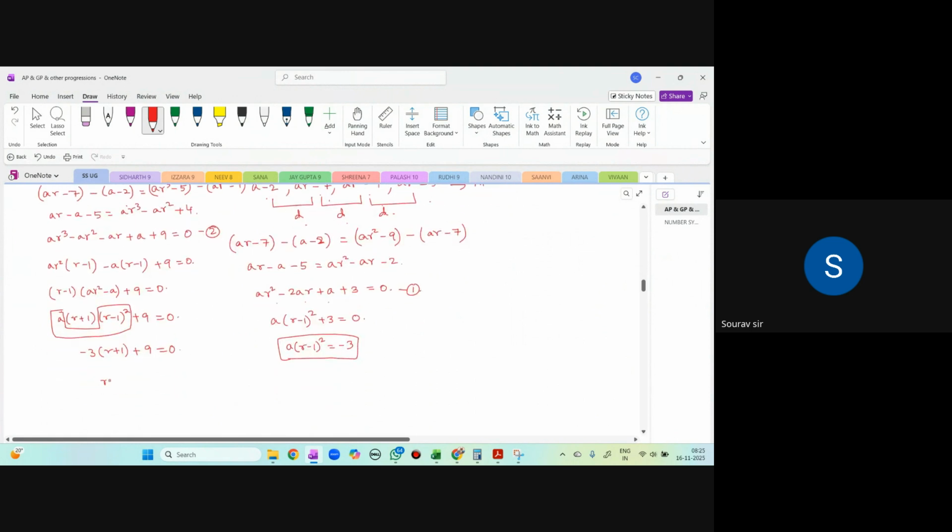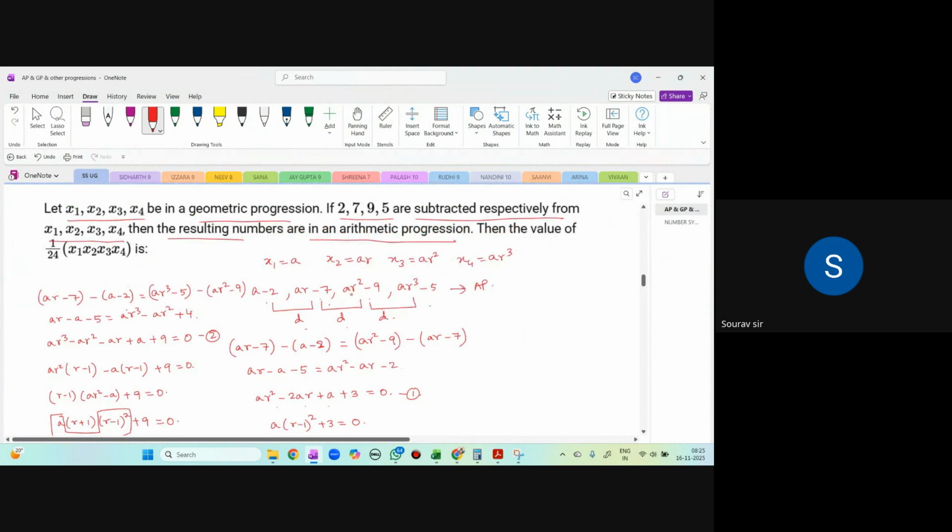So r plus 1 is 9 by 3, which is 3. r plus 1 would be 3, right? So r is 2. Now you can find a. So a into 2 minus 1 squared is 1, so a would be minus 3. Clear? So now we've got both.